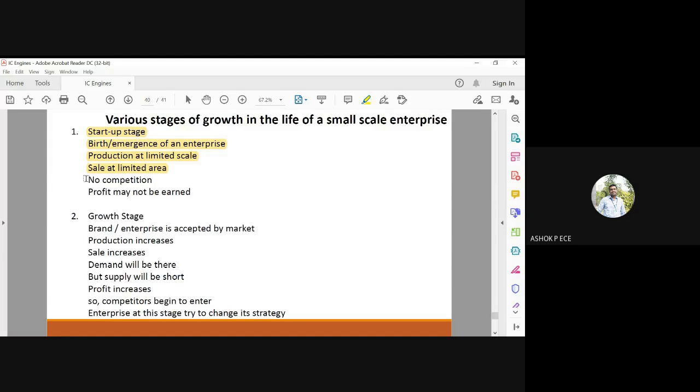Profit may not be earned. Sometimes if the product is really good, you may earn profit. But generally, startup companies don't open with a profitable account. They always start with a loss. Growth stage is the next stage.